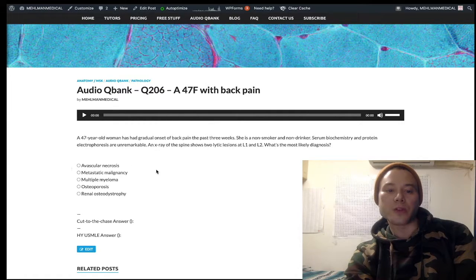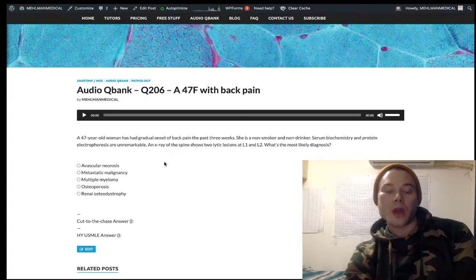So we have a 47-year-old woman. She's had back pain for 3 weeks, non-smoker, non-drinker, and then they tell you the serum biochemistry and protein electrophoresis are unremarkable, and she has some lytic lesions in the spine. So what's the most likely diagnosis?